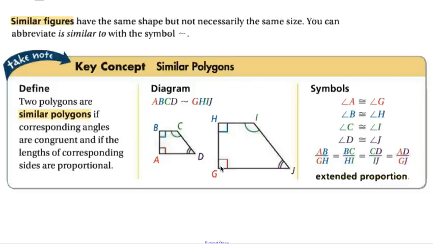So they don't have to be the same length, but they all must share the same ratio. And this proportion right here with all of these side lengths is called an extended proportion, and that's a review. We learned that in our last lesson.